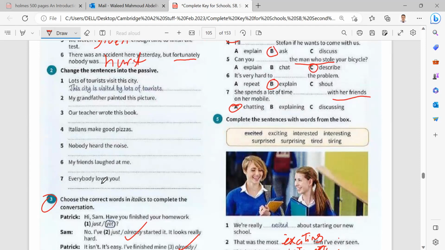طيب, this is the last part and the question. Make them passive. اتفقنا عشان نحاول الباسيف على طول نطلع من الأوبجكت. So lots of tourists visit this city. يبقى this city خليناها برا is visited by lots of tourists. My grandfather painted this picture. My grandfather subject, painted verb, this picture object.